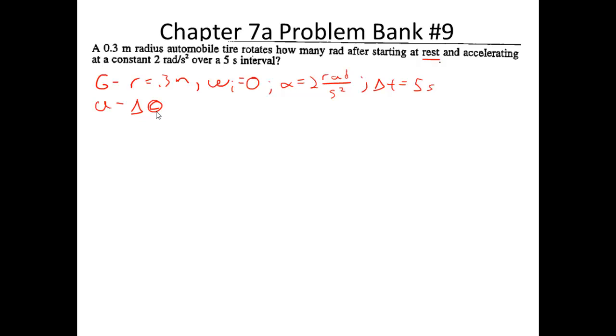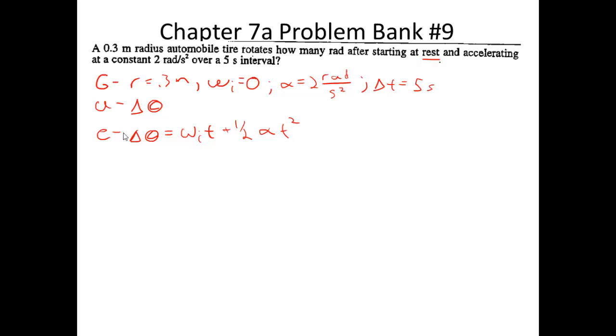Our equation is going to be, we have an initial angular velocity, we have an acceleration, we have a time. So it looks like we can use delta theta is equal to initial angular velocity times time, plus 1/2 angular acceleration times the time squared.